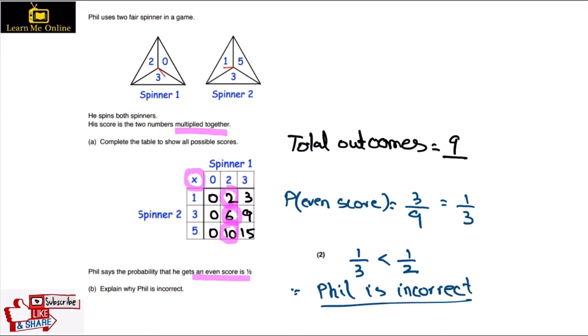For these sorts of questions, commonly the student says, without any kind of justification, that Phil is correct because of this. But I always recommend that you show the working out, and then write down the final conclusion where you say why you think Phil is incorrect.